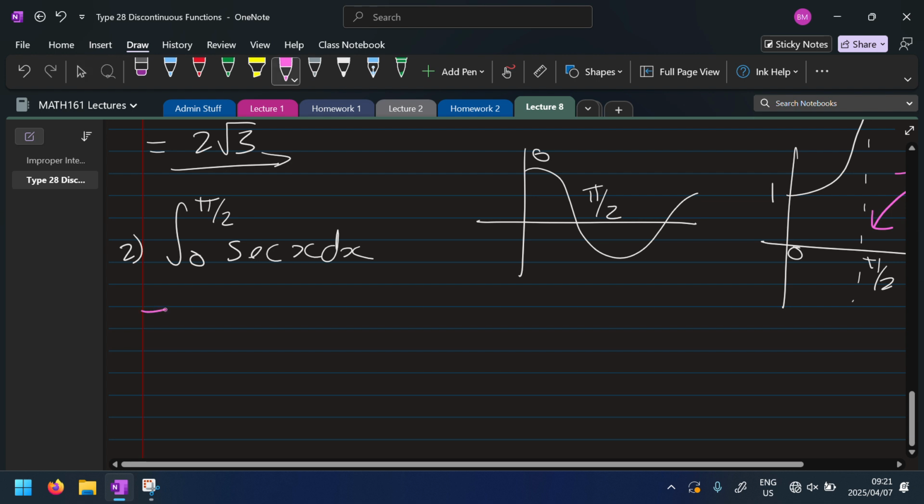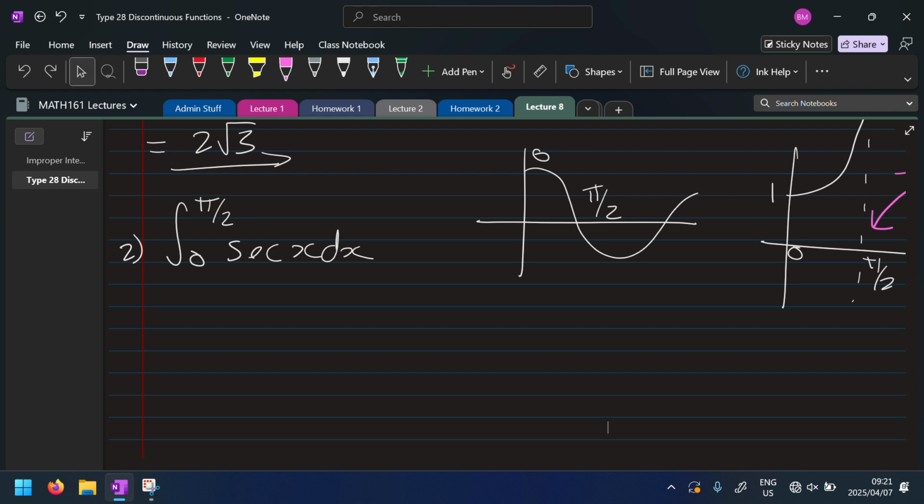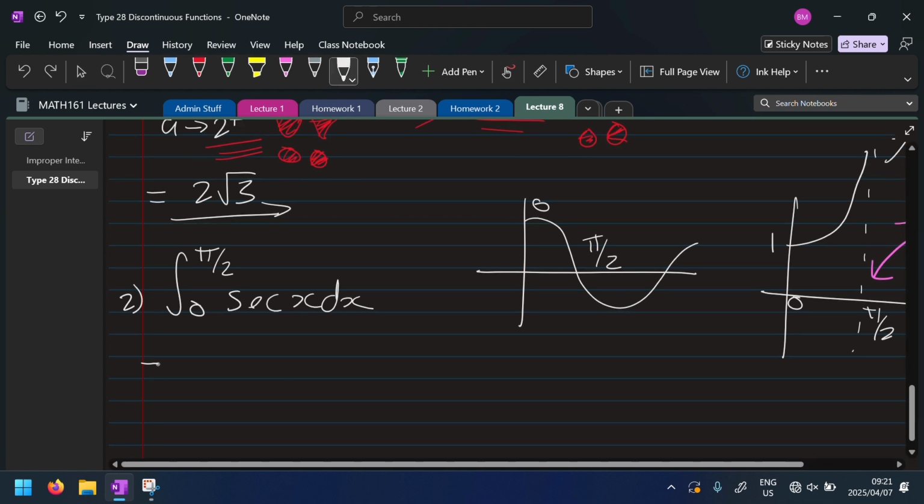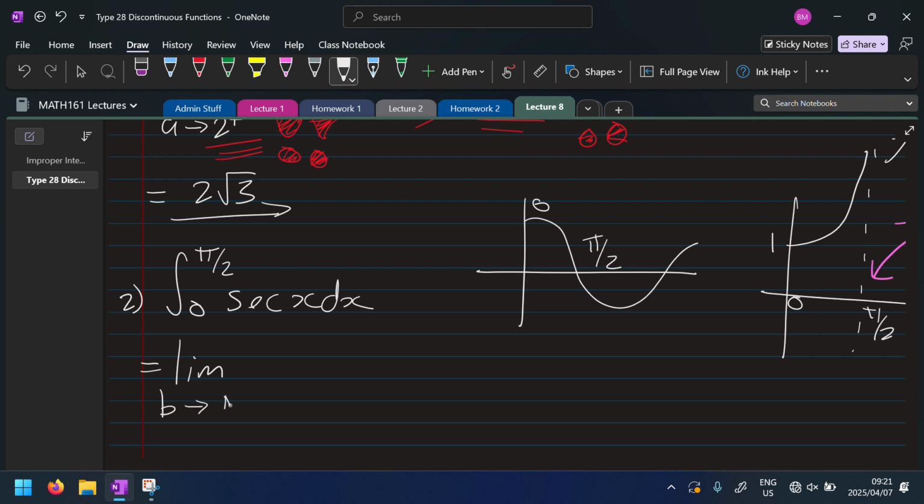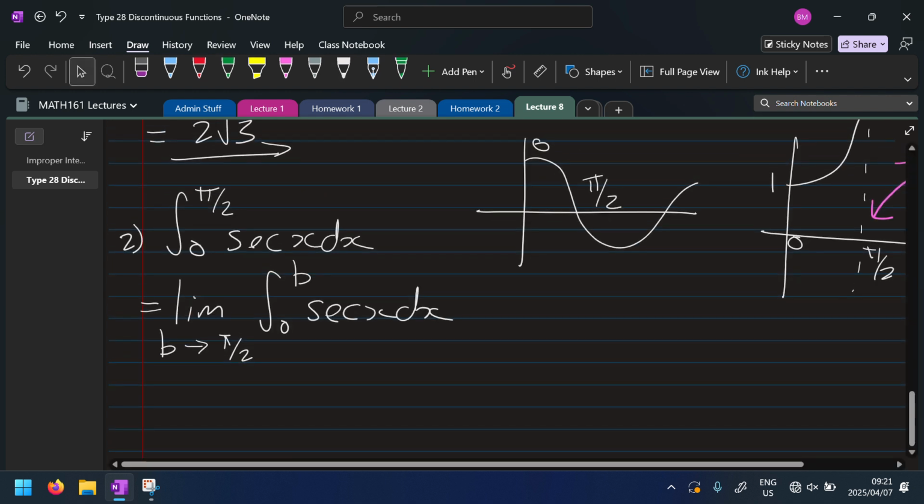Okay, so we know that there's an asymptote at pi over 2, so we need to be careful. So this is going to be equal to the limit. Let's call it b for the top part. b goes to pi over 2, integral from 0 to b, sec x dx. Now we ignore the limit and then just treat it like a normal integral. Integral of sec, we've done it many, many times now.